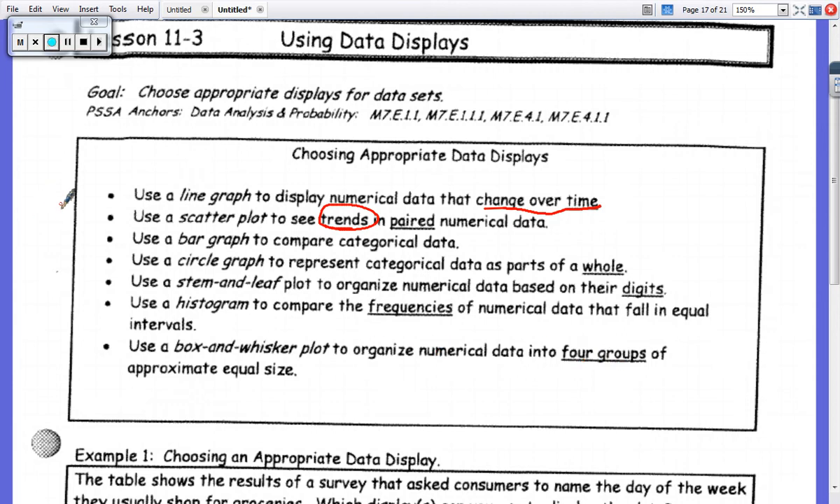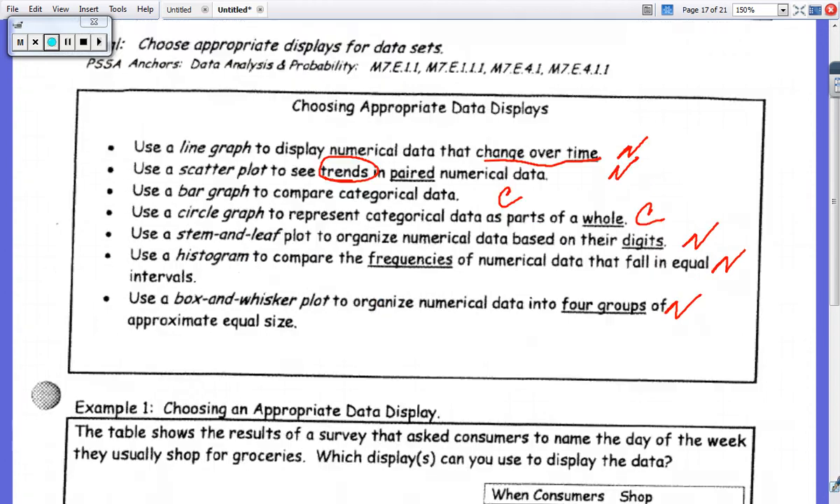So basically, this is numerical, this is numerical, this is categorical, categorical, numerical, numerical, and numerical. So most of them are numerical. Categorical is bar or circle graph. All right, let's see what we want here.